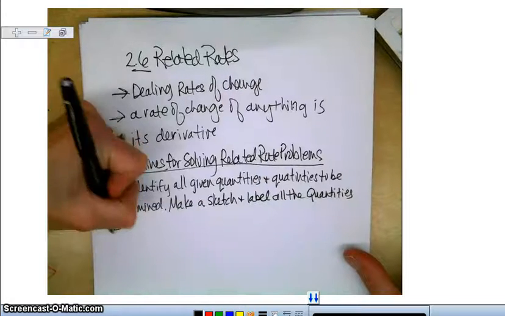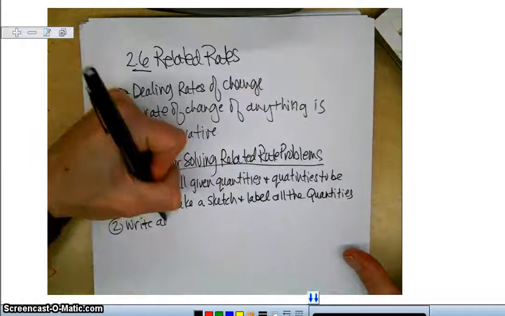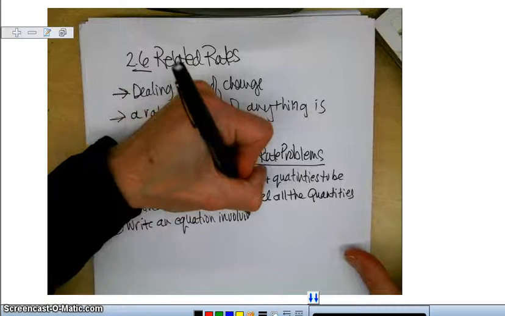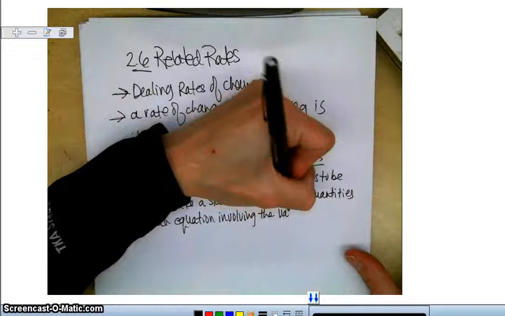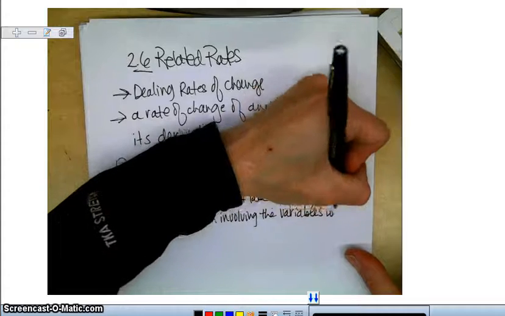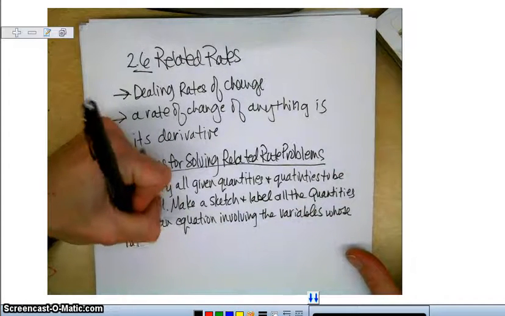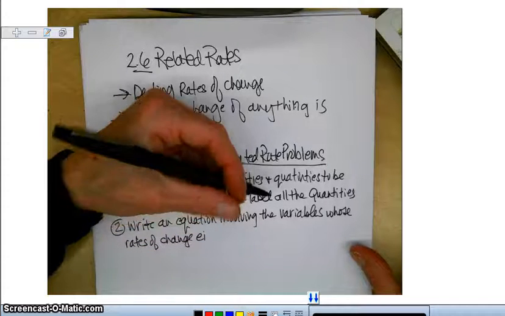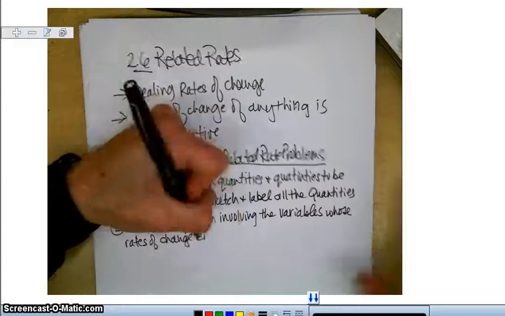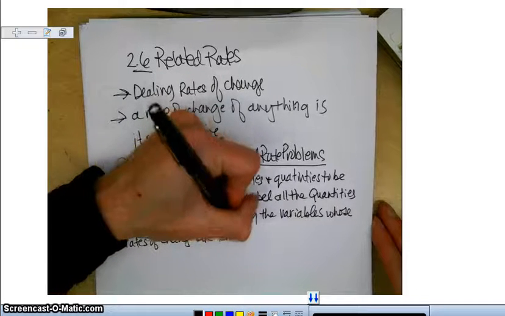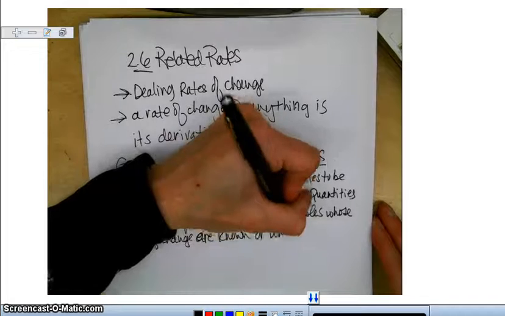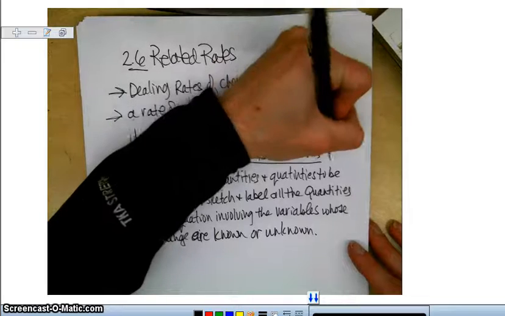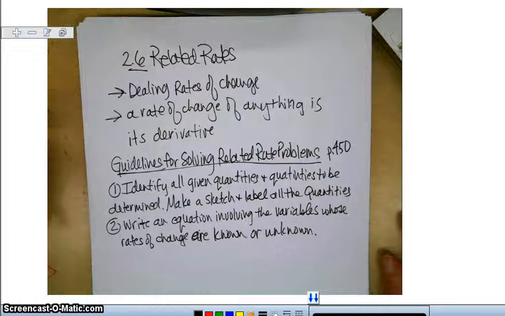Okay, step 2. Write an equation involving the variables whose rates of change are known or unknown. Unknown means we're going to figure them out, but we have to put letters to them. This is all directly from your book. Page 450 is exactly where I'm getting these guidelines from, word for word.